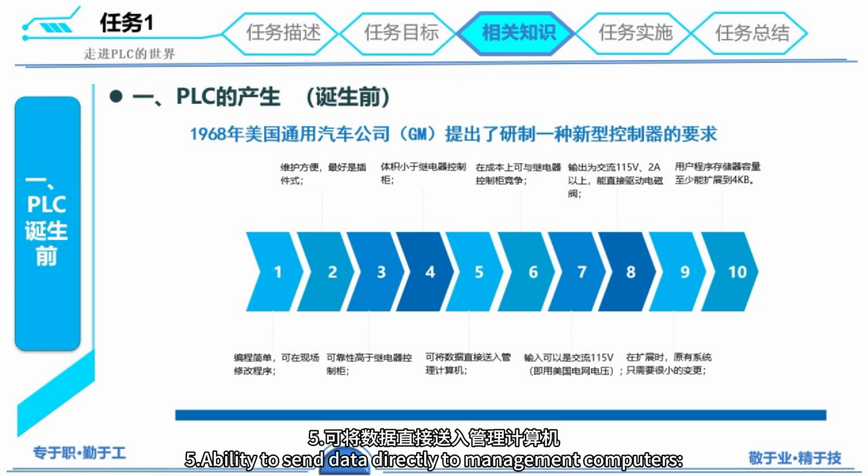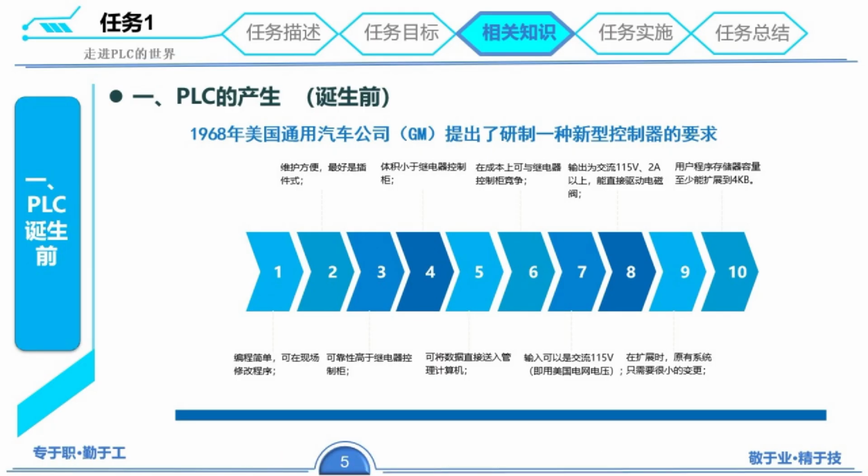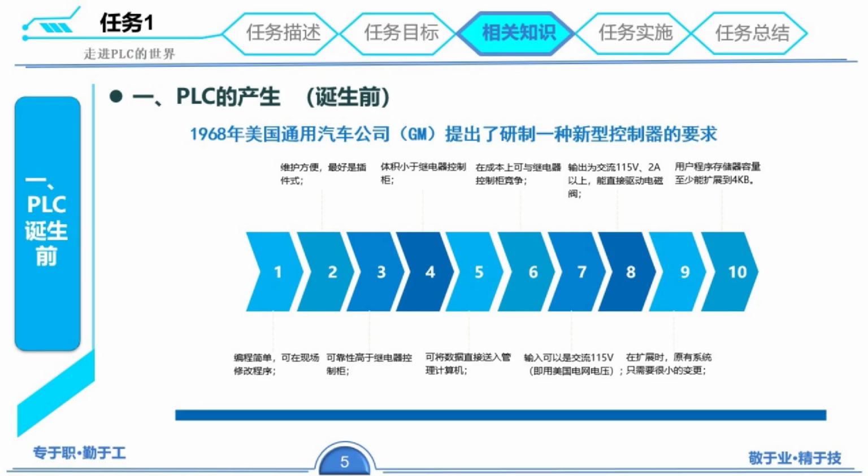Fifth, ability to send data directly to management computers, enabling data-driven production management. Sixth, cost competitive with relay control panels, ensuring economic viability. Seventh, input compatibility with 115 volts AC, adapting to industrial power environments. Eighth, output of 115 volts AC, 2A or higher, able to directly drive solenoid valves, meeting on-site equipment drive requirements.